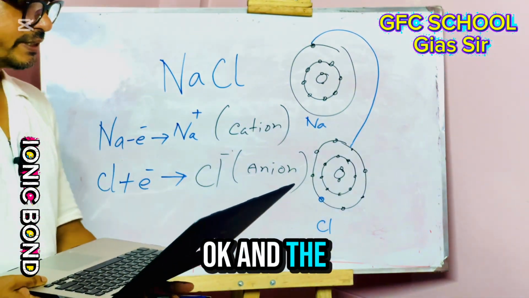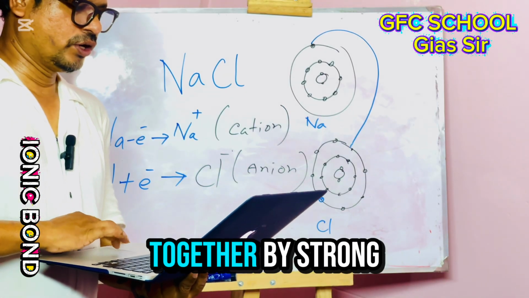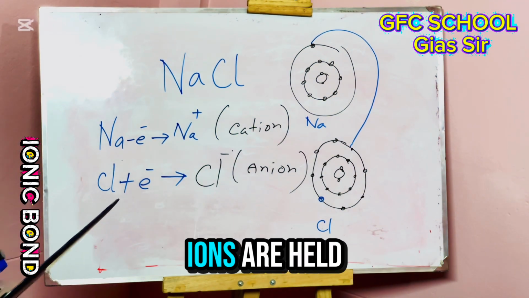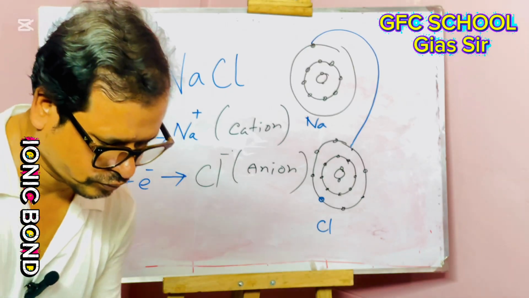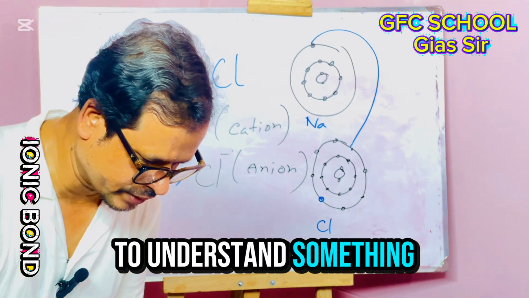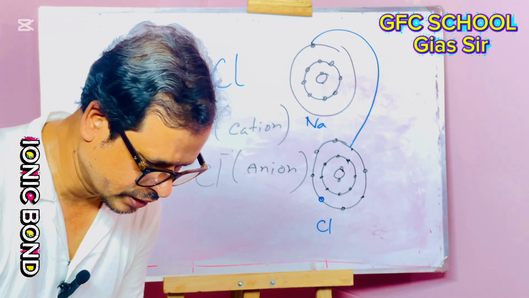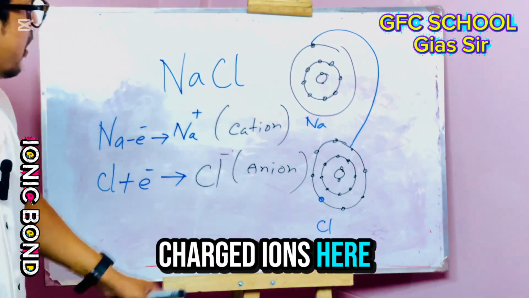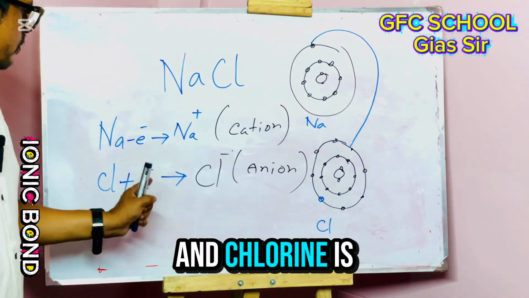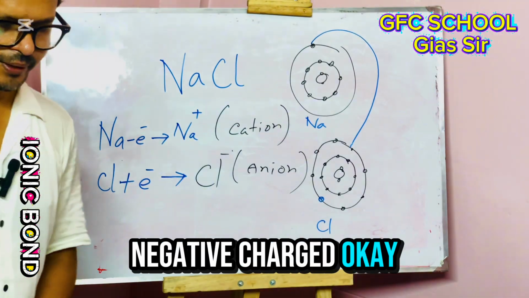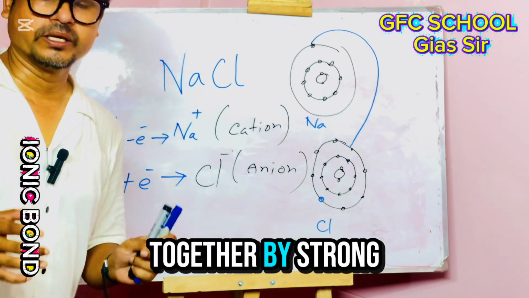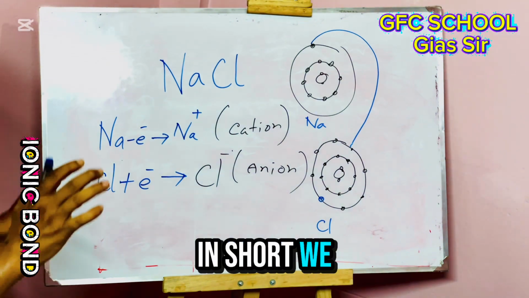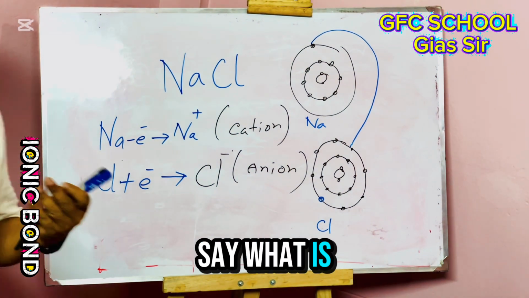The resulting oppositely charged ions are held together by a strong electrostatic force of attraction. Here we have to understand something. Remember: sodium is positively charged and chlorine is negatively charged, and they are held together by a strong electrostatic force of attraction. Guys, in short, that is what an ionic bond is.